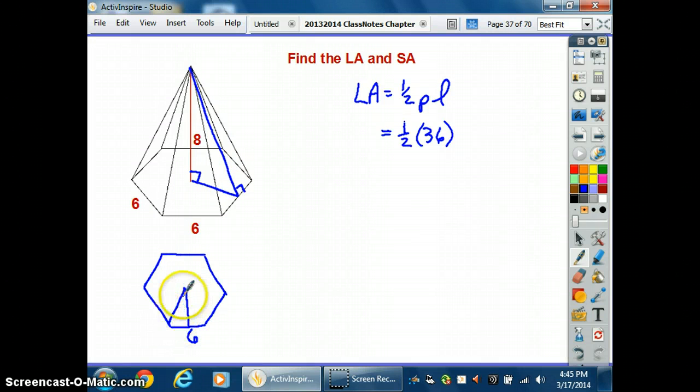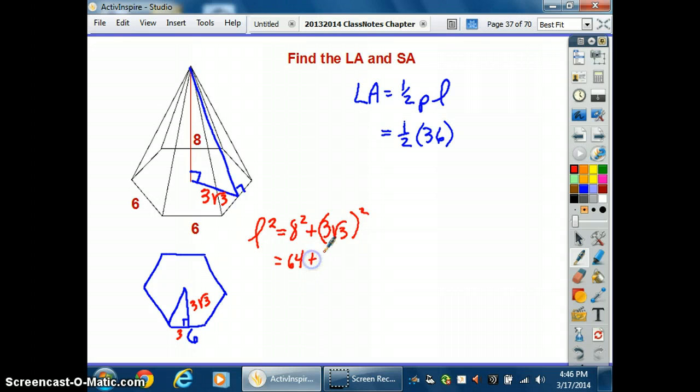this is the 30-60-90 triangle. If this is 6, then we know this side is 3, and this is 3 radical 3. So our apothem is 3 radical 3. Okay? And our slant height would be, oh mercy, we're going to have to use the Pythagorean theorem. L squared is going to equal 8 squared plus 3 radical 3 squared.